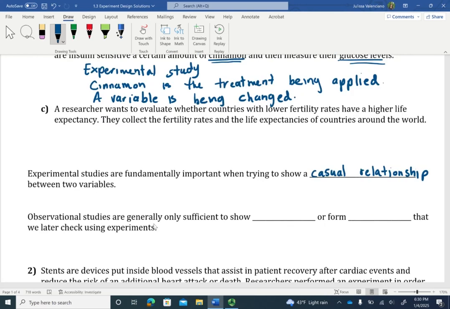Okay. Now, observational studies are generally only sufficient to show association or to form a hypothesis. So this association or hypothesis can later be checked using an experimental study.